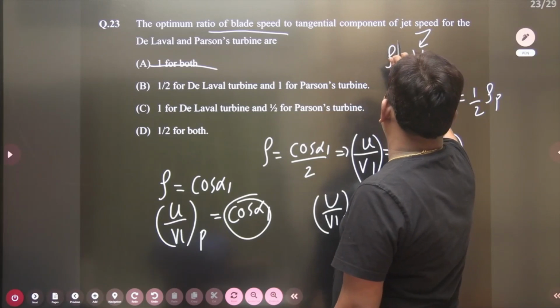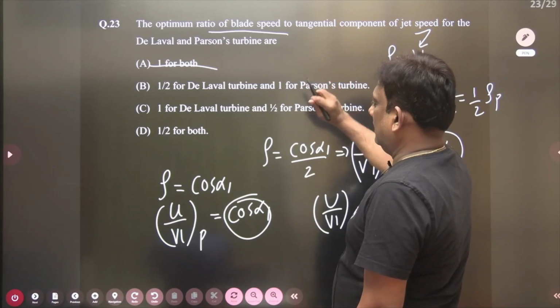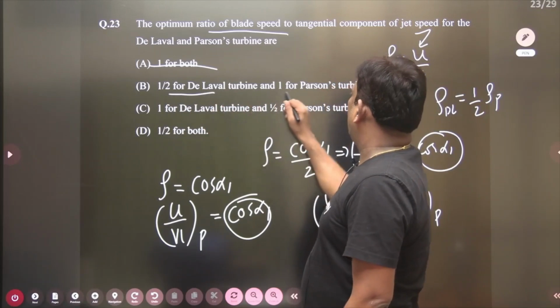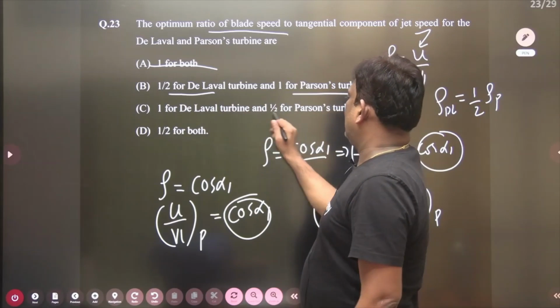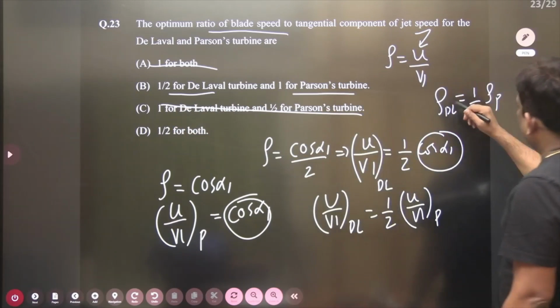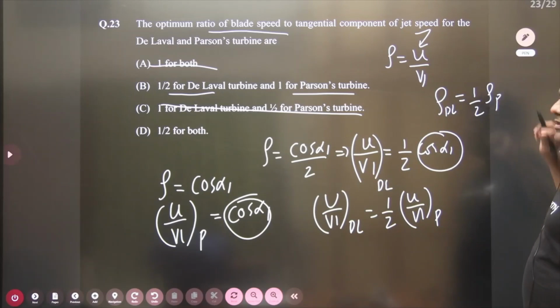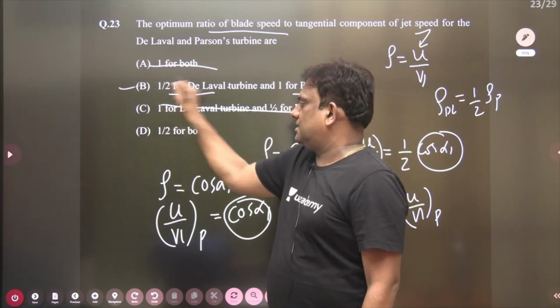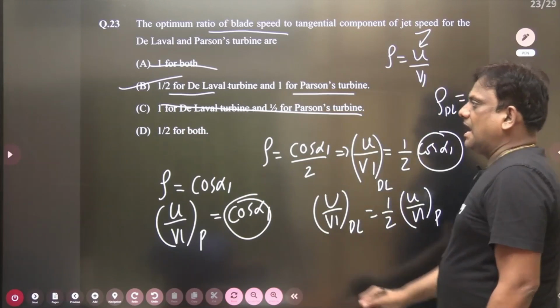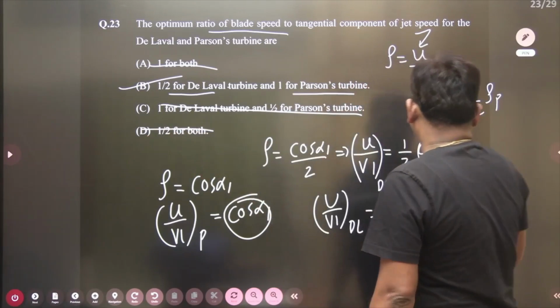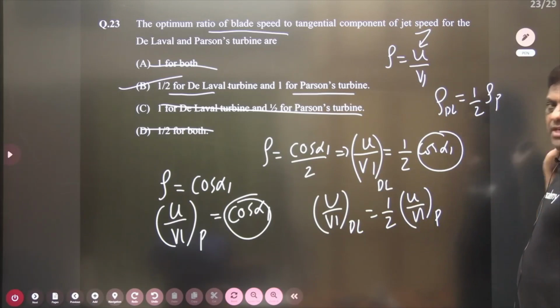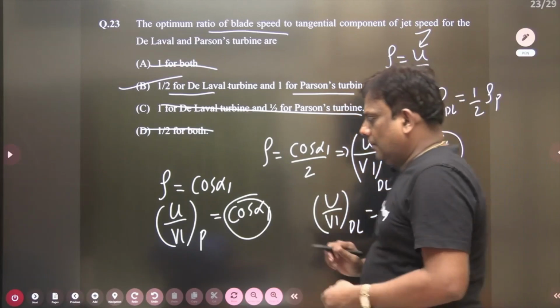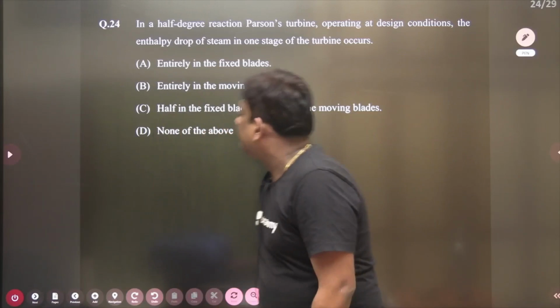Actually, he has missed the angle. No problem. Half for D level and one for Parsons. One for D level is wrong. So D level is half of the Parsons. Therefore, half for D level and one for Parsons. This is the right suitable answer. Half for both is wrong. So for D level, it is half of the Parsons. Fine. Now let us move to the next one.